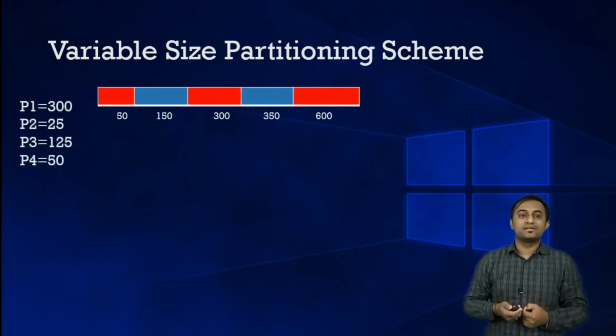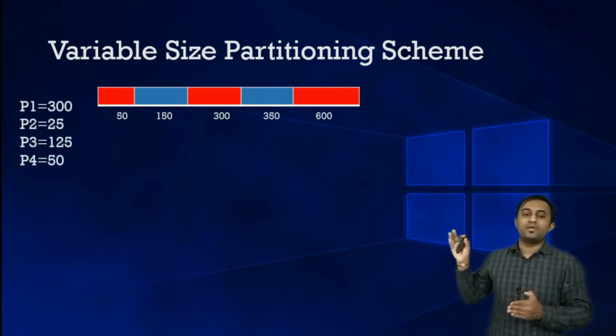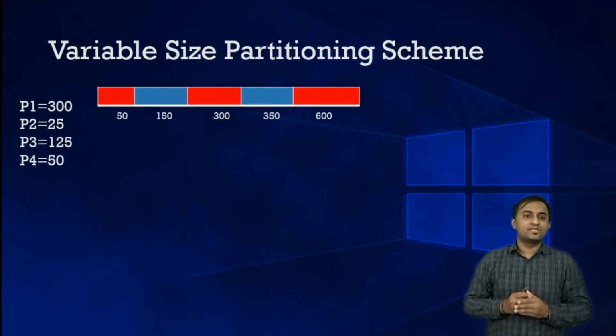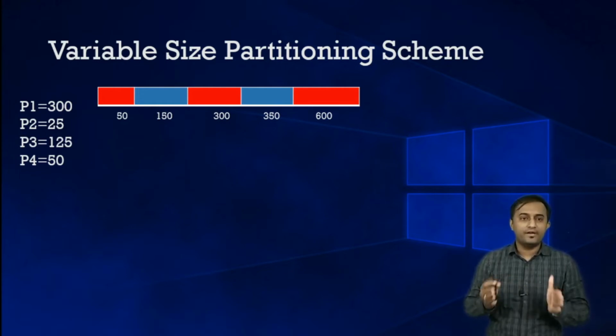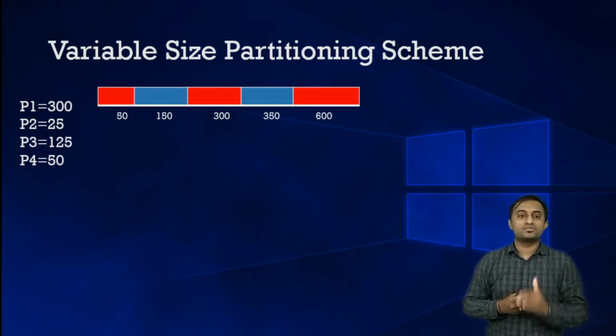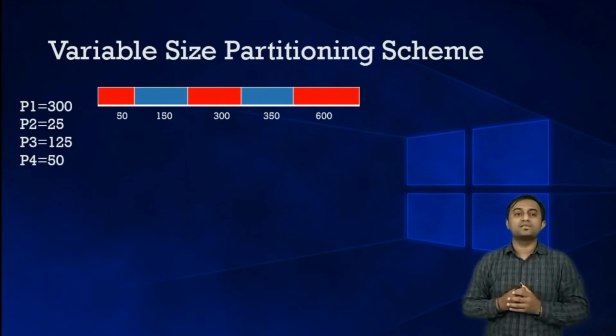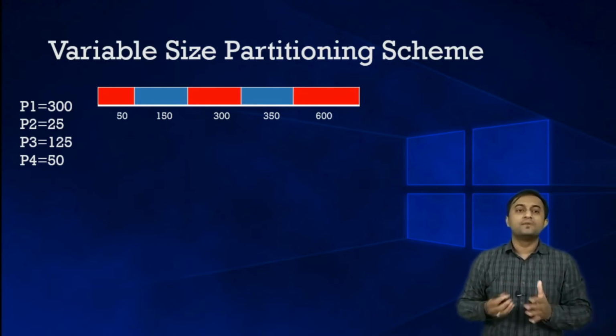So let us discuss these P1, P2, P3 and P4. These four processes have different sizes of requests, in sequential order. P1 requires 300 KB of size, P2 requires 25 KB, P3 requires 125 KB, and P4 requires 50 KB.